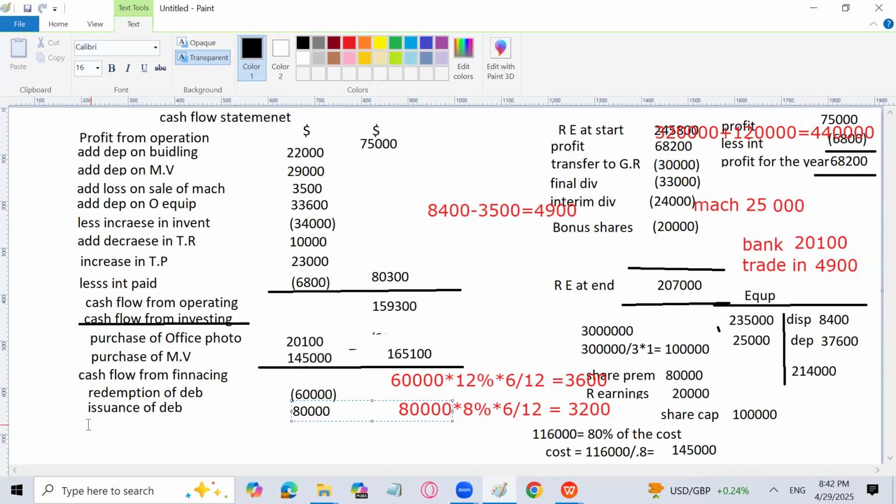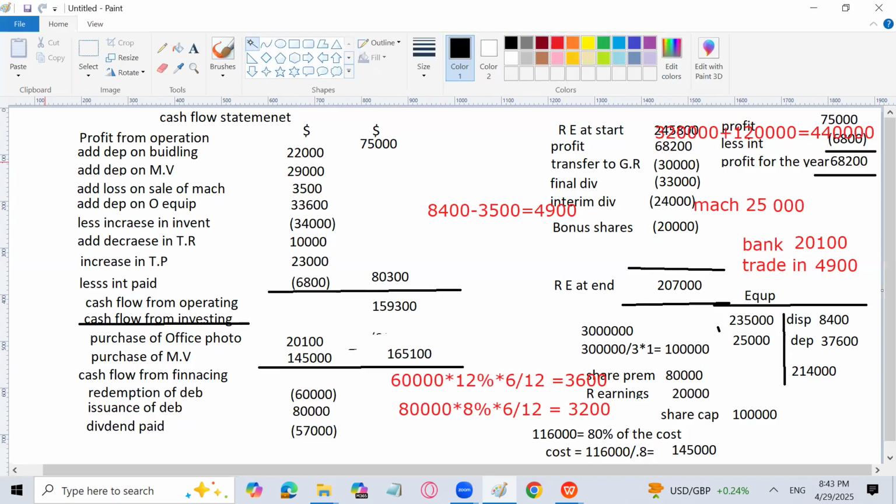But remember, there is no change for the bonus shares. Why, sir? Because bonus shares do not involve any cash change. So cash will remain the same. There is no change in cash position. Now we are supposed to pay the dividend. So dividend paid is going to be how much? Final dividend 33,000, interim dividend 24,000, that is 57,000. So that is going to be a negative 57,000 outflow, and that's it.